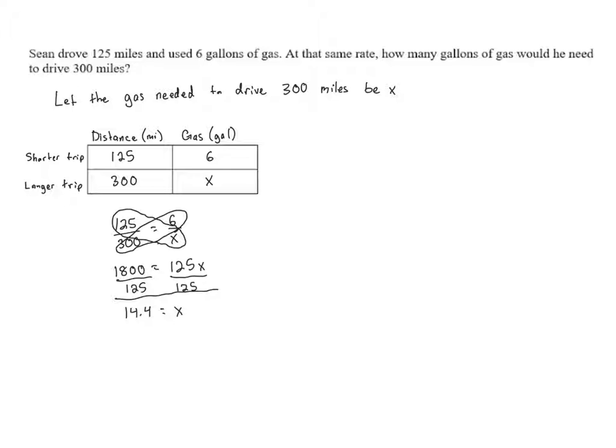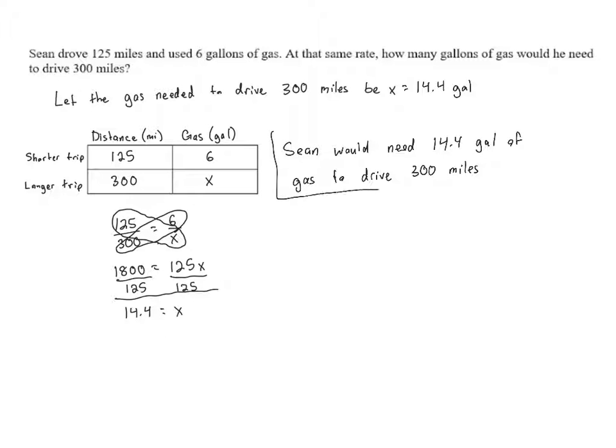And so we know that X is 14.4, so I'm going to write that up in our let statements. And X represented gas, and this is measured in gallons, so it's going to be 14.4 gallons. And now we're ready to state our conclusion. They ask how many gallons of gas would he need to drive 300 miles. Sean would need 14.4 gallons of gas to drive 300 miles. And that is our final answer.